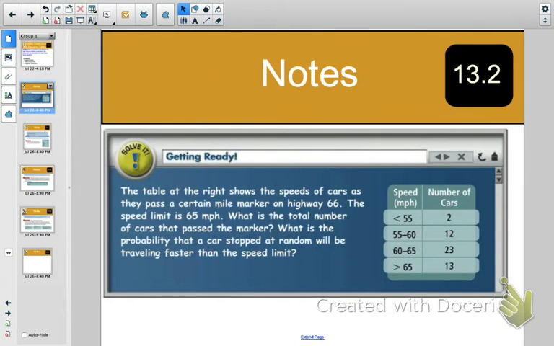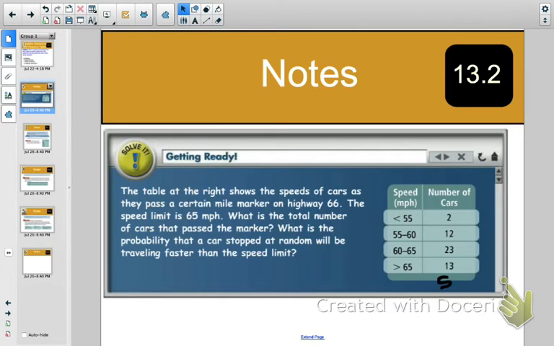Here we have a frequency table showing the speed cars are going and the number of cars that are going that speed at a certain mile marker on Highway 66. The speed limit is 65. What is the total number of cars that pass the marker? Well, the total would just be adding up all these, so that would be 15 plus 35, so 50.